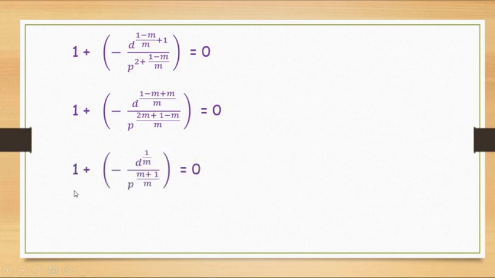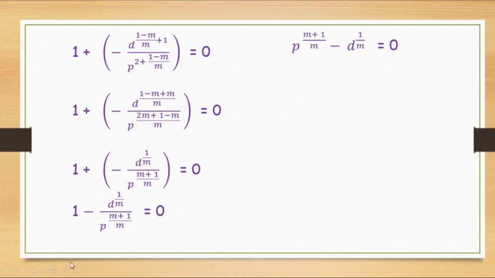Simplify this. 1 plus minus sign as it is, d raised to 1 upon m. This gets cancelled out. Remaining part is 1 upon m. And in the denominator, 2m minus m gives m. Therefore, it will be p raised to (m plus 1) divided by m equal to 0. Now, this minus into plus gives minus sign. Therefore, (1 minus d raised to 1 upon m) divided by p raised to (m plus 1) divided by m is equal to 0.